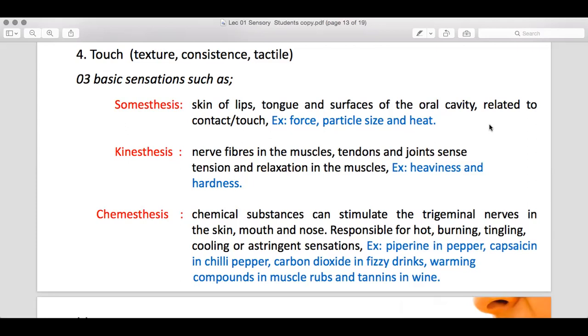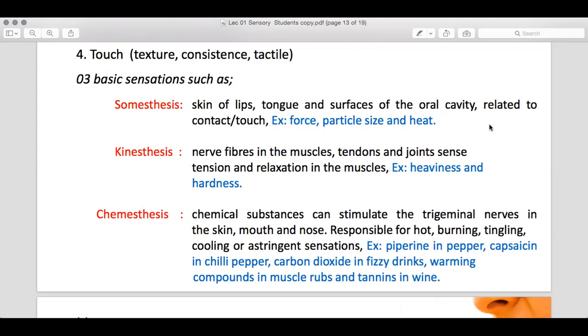There are muscles and joints in our mouth cavity. You can feel how they are working. Then nerve fibers in the muscles, tendons, and joints will stimulate, right? They stimulate and determine its heaviness and hardness, right?